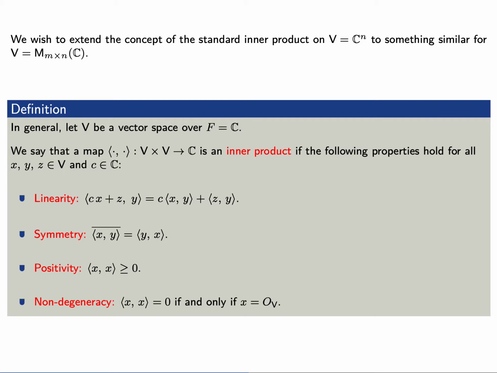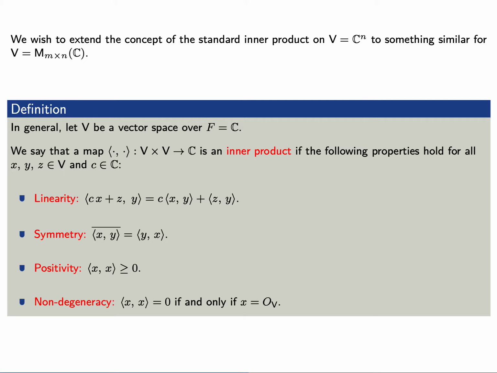We'll say that a map, which we'll write just like before in terms of angle brackets, is an inner product if it takes two vectors, x and y, and returns a complex number, which we'll denote by angle bracket x comma y. We want this map to satisfy 4 properties. First, it should be linear. That is, the inner product of cx plus z and y should be the complex number c times the inner product of x and y plus the inner product of z and y.